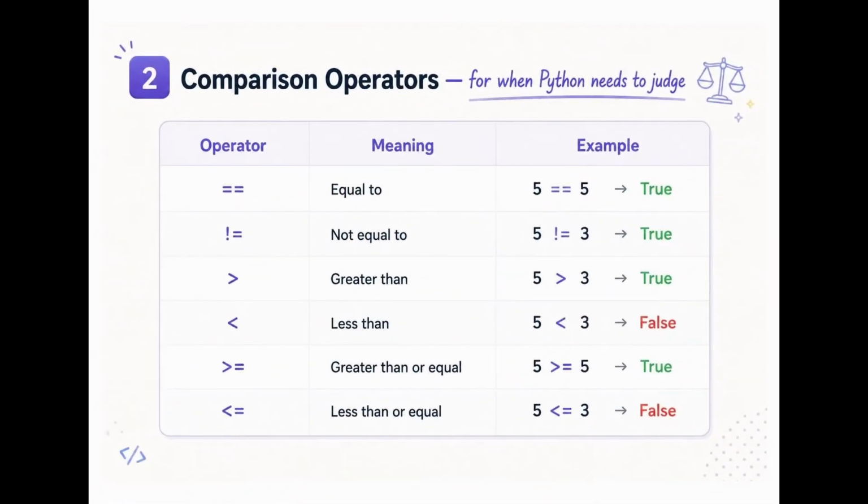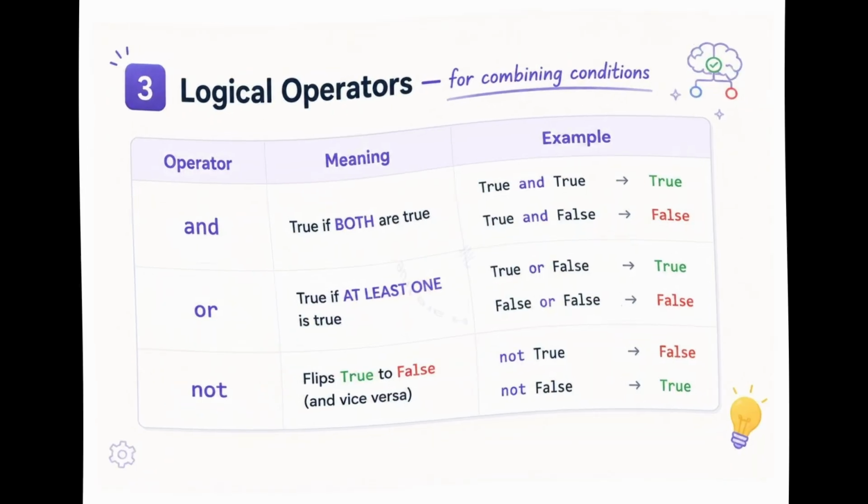Second one is comparison operators, for when Python needs to judge. First operator is double equals, which means equals to. Second one is not equals to. You can tell by the name that it checks if the two values are equal or not. Third one is greater than. Fourth one is less than. You know both of them. Fifth one is greater than or equal to. And the last, sixth one, is less than or equal to. These always return a bool, true or false. Basically Python's version of it's complicated, but with actual answers.